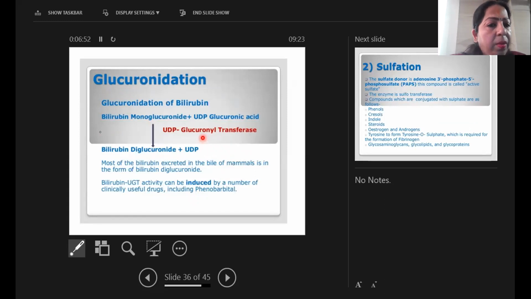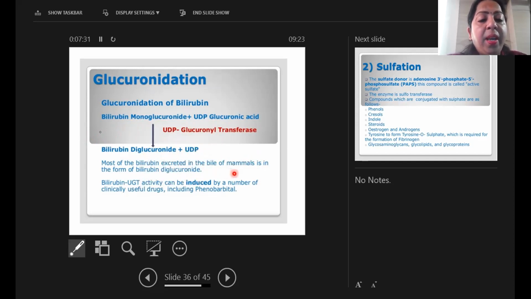Next, bilirubin monoglucuronide with another molecule of UDP glucuronic acid can convert into bilirubin diglucuronide, which is highly water soluble, and that can undergo excretion via feces or via urine, because it has now become more hydrophilic. Now it is in the excretable form, and UDP is again released. So most of the bilirubin excreted in the bile of mammals is in the form of bilirubin diglucuronide.